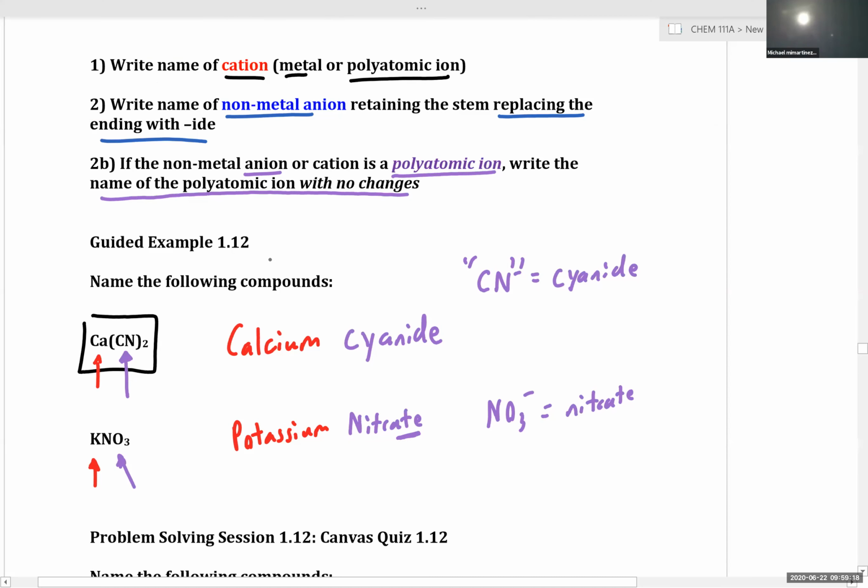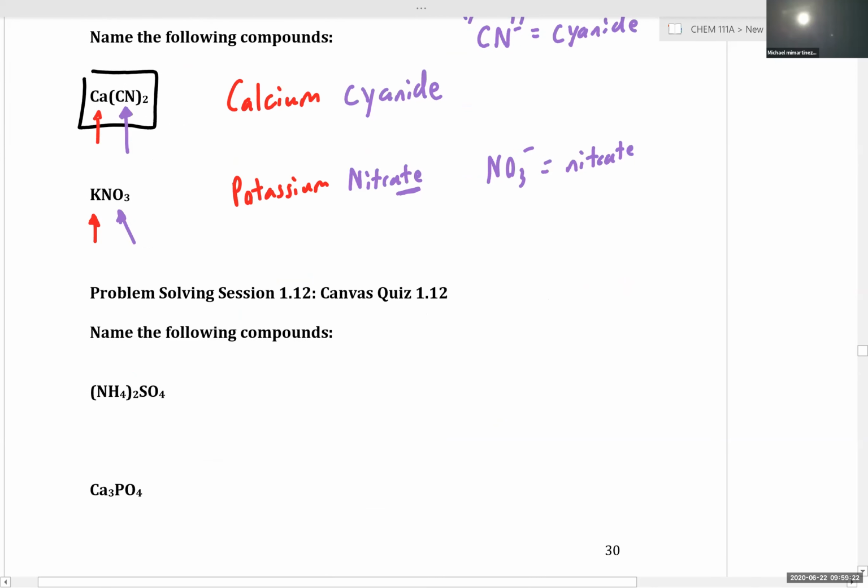Okay, so now that we've seen a few examples, I'd like you to take a moment and attempt to name the following two compounds, and you can submit your responses in the chat or in the Canvas quiz for chapter 3, that is 3.12.